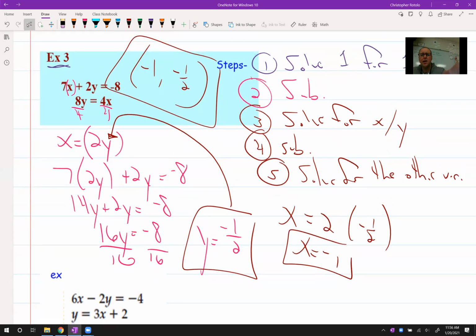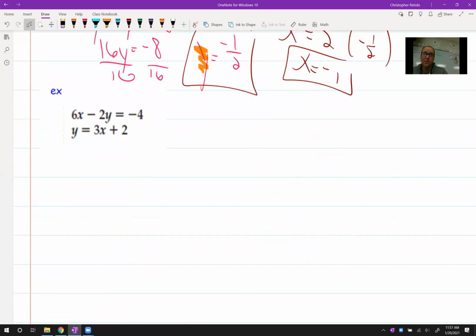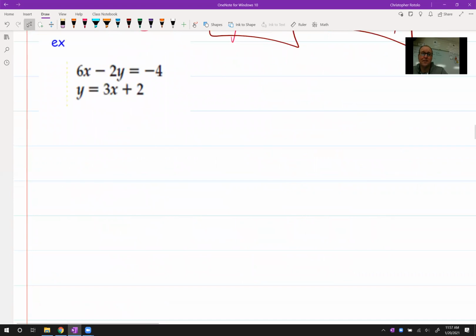All right, so steps. We're going to get one of the variables all by itself. So we chose to do x right here. We're going to substitute that in. We're going to solve it out until I get something. And then we're going to substitute that back in. And then we're going to solve for our final answer. So they're very, very generic. But that's because I want you to have the freedom of choice. And now the idea is we've got to teach you how to make those good choices. And really, I need you to make good choices here.